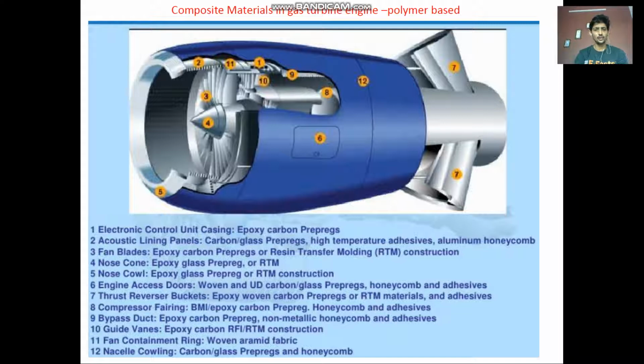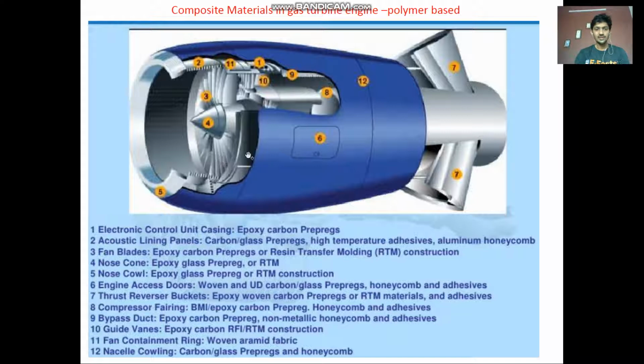Then aluminum honeycomb structures are made for the acoustic lining panels, whereas the fan blades are made up of epoxy carbon prepreg or epoxy carbon fibers, or we can also call that resin transfer moldings. The fourth one is the nose cone, which is made up of epoxy glass prepreg. Then section 5 is the very inlet part of this turbofan engine, the nose cowl, which is again made up of epoxy glass prepreg.